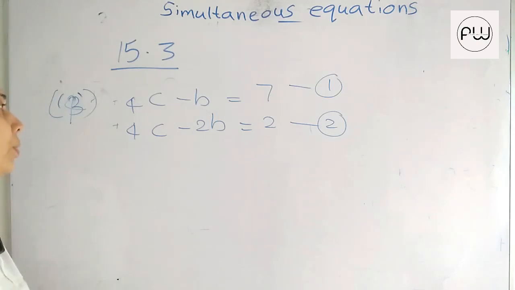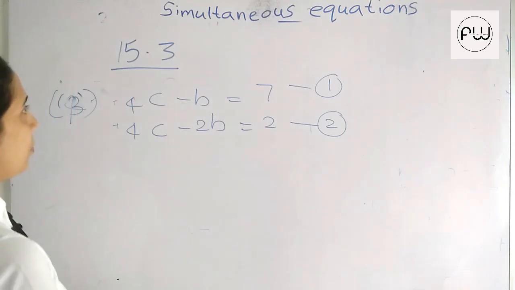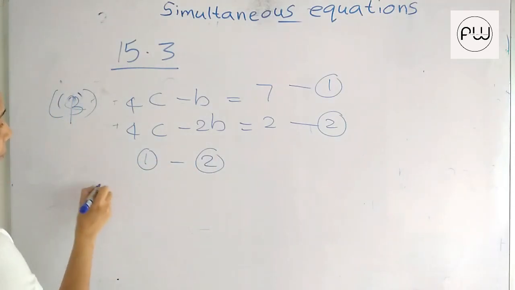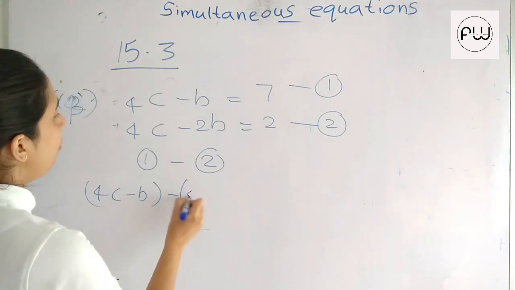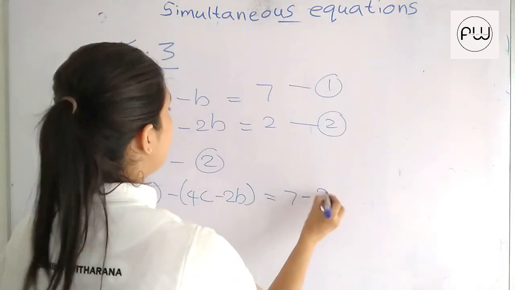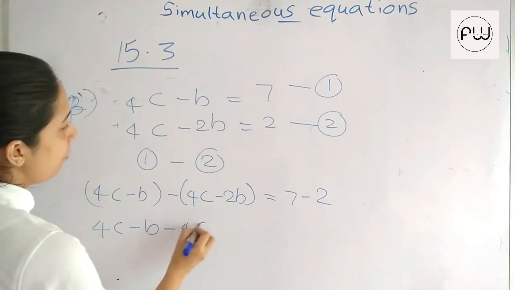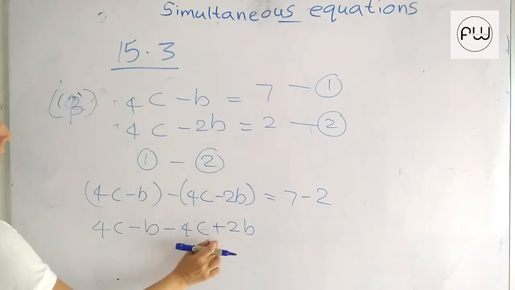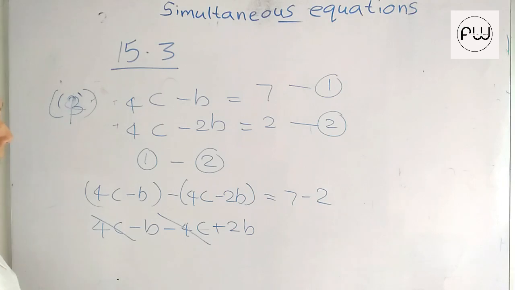Then what do we have to do? We can subtract one equation from the other one. Then let's subtract the second from the first one. The first equation is 4c minus b, subtract the second one, 4c minus 2b, equal 7 minus 2. Right, now let's simplify 4c minus b minus 4c plus 2b. Minus by minus, it becomes plus. Now see here, plus 4c with minus 4c we can cancel out.